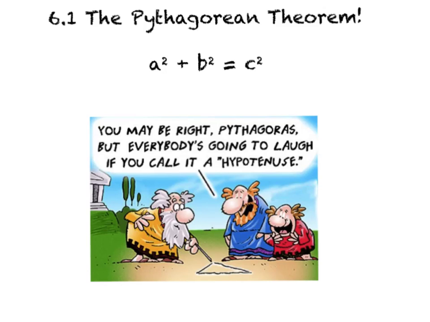Welcome to section 6.1, the Pythagorean Theorem. As you may or may not remember, the Pythagorean Theorem is a squared plus b squared equals c squared. The Pythagorean Theorem will help us determine the lengths of missing sides on a right triangle. So it's really important to note that the Pythagorean Theorem only works on a right triangle.